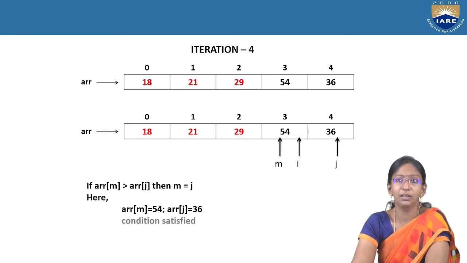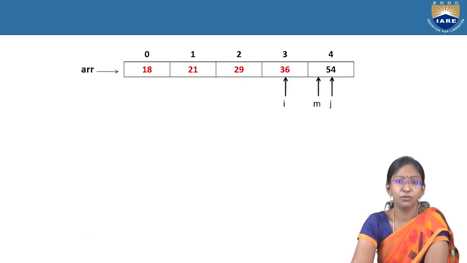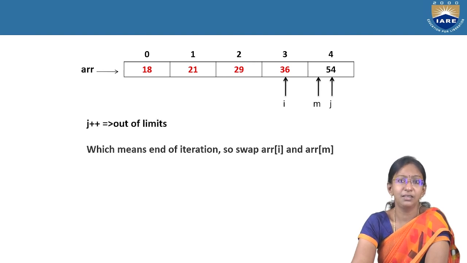Change the pointer of M and increment J, which goes out of limits. As it goes out of limits, swap the contents pointed by I and M. So 36 and 54 are swapped. If I increment J, it says that it is going out of limits.